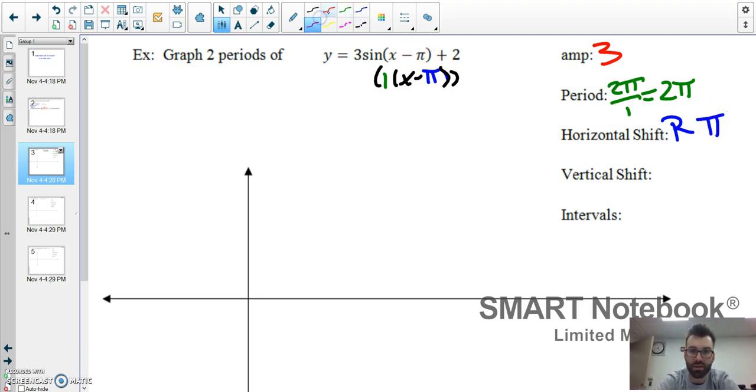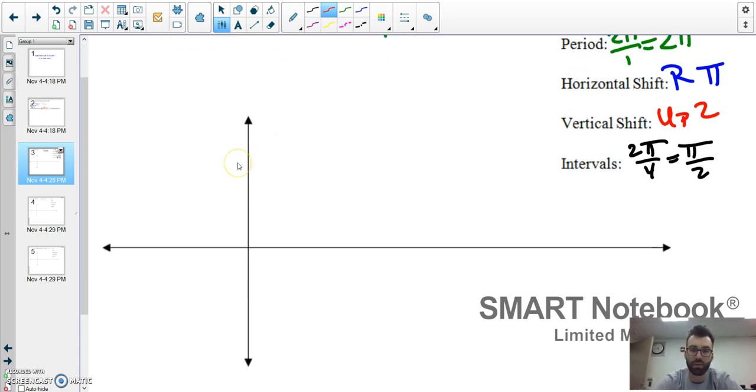My vertical shift now is up 2, and that up 2 changes our midline. And our intervals, we're doing 2 pi over 4, which is just pi over 2. So again, to start, in our last couple of videos, we've always graphed our midline first. It just so turns out that our midline was our x-axis.